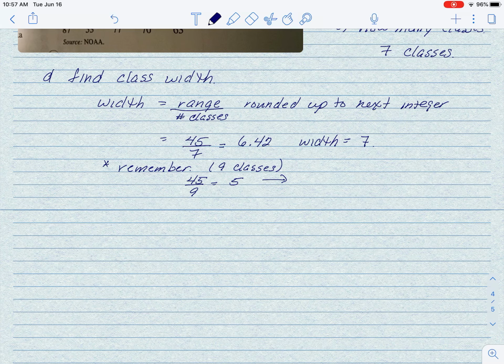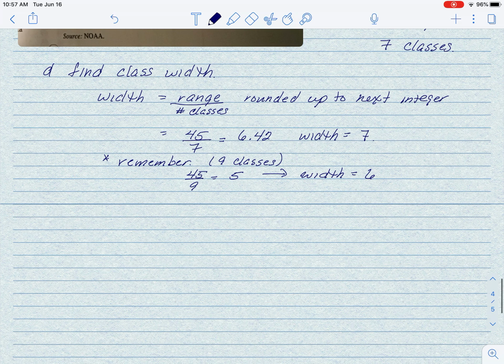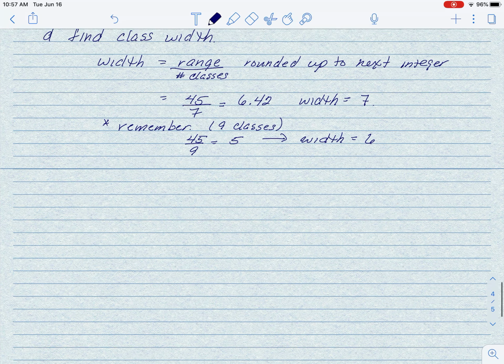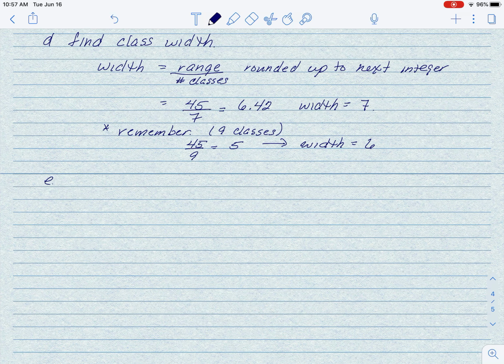So then the class width still has to be rounded up to the next integer. So the class width would be 6. If you end up with an integer value for your range divided by the number of classes, then you round up to the next integer for your class width. Always round up to the next integer. Okay? Now we're going to start building our table.